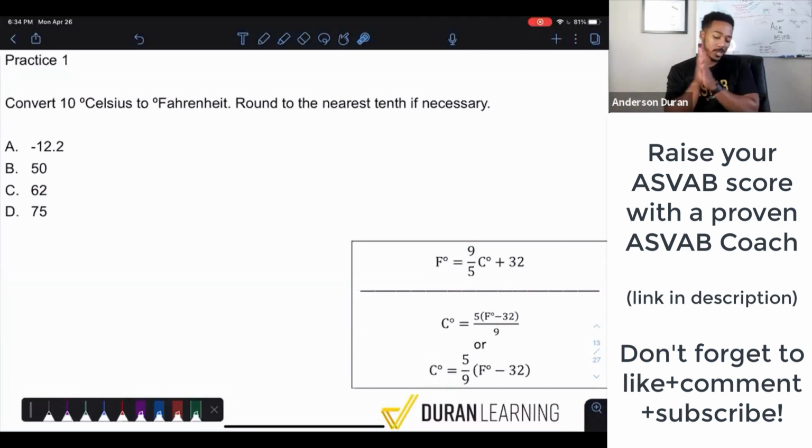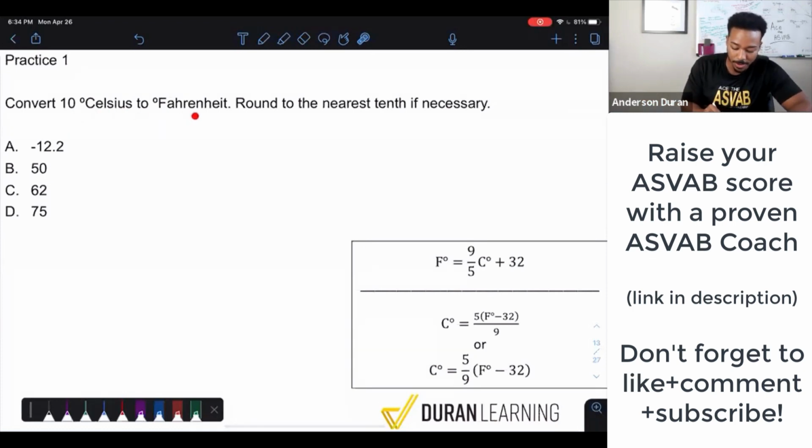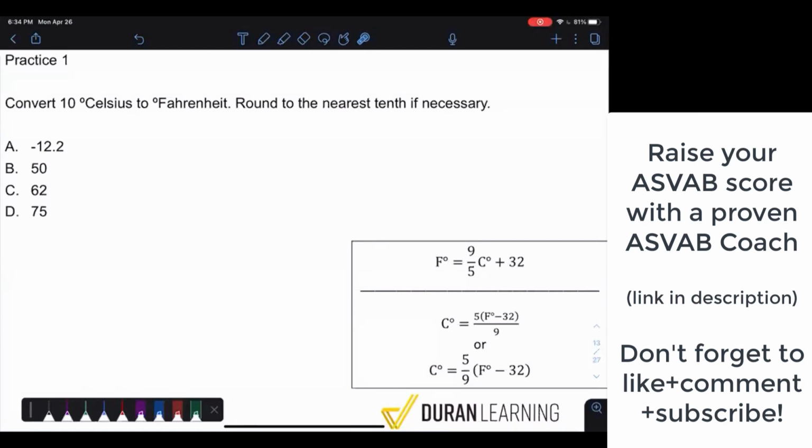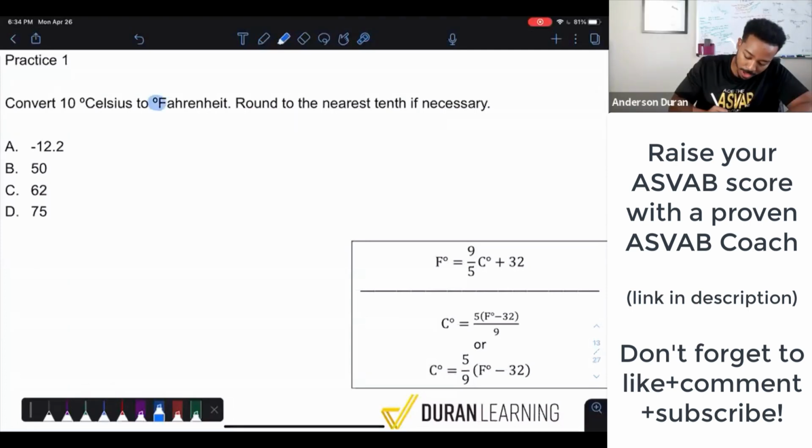All right. So let's check it out here. It says convert 10 degrees Celsius to Fahrenheit. Round to the nearest tenth if necessary. So the first step here is, what is the goal of the problem? Every single word problem that I've ever shown you, the first step is identify the question. So everybody, what is the goal of the question? Are we trying to find Fahrenheit or Celsius? Fahrenheit. All right, we are trying to find Fahrenheit.